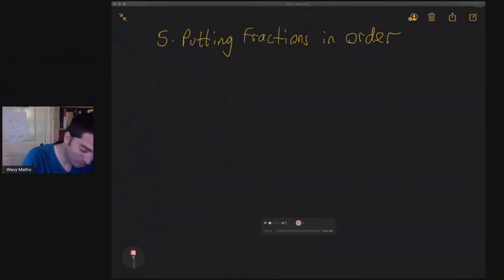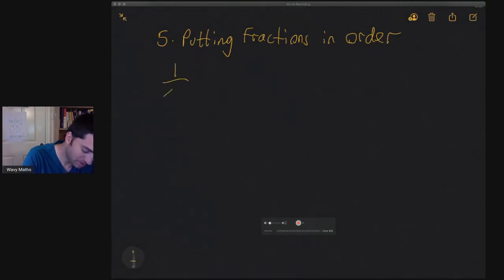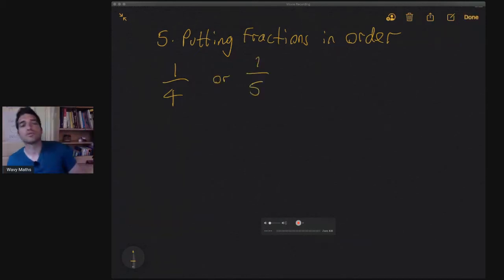If I ask you what is the biggest, this is a bit tricky to think about, right? What is the biggest? Some people might find it straight away. 1/4 or 1/5? What do you think? So the question is, would you rather have a quarter of a cake or a fifth of a cake? Or if it was a test, would you rather get 1/4 or 1/5? Which one is a better score? So if you think of it like that, then hopefully you'll see that 1/4 is actually better.